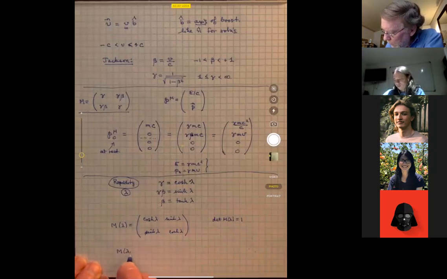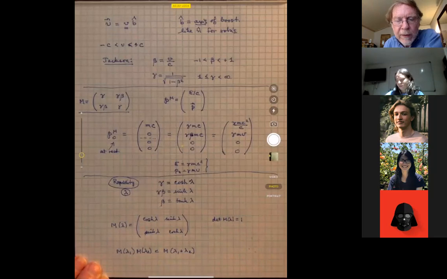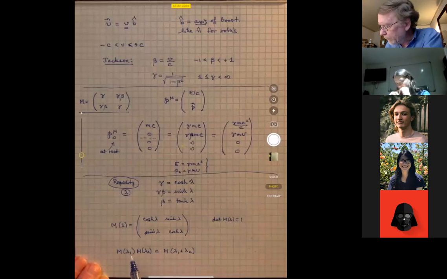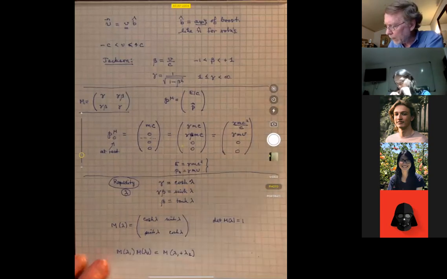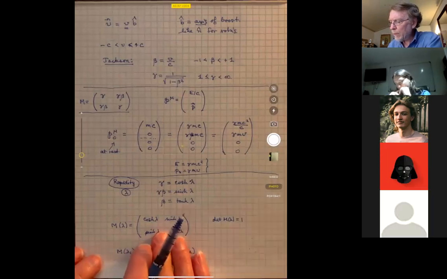Another property is this one. If you take M of lambda 1 and multiply it times M of lambda 2, you get M of lambda 1 plus lambda 2. In other words, the rapidities add when you compose the Lorentz transformations. And this is, of course, analogous to what happens when you rotate about a given axis. If you compose them, then the angles just add. This rapidity lambda is like a hyperbolic angle, and it adds in the same way that ordinary trigonometric angles add under ordinary spatial rotations. This is the advantage of working with rapidities. It has a simple addition law when you compose Lorentz transformations. All right, so this is the M of lambda.